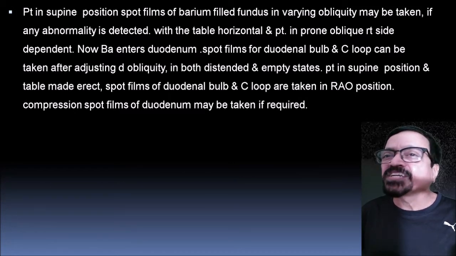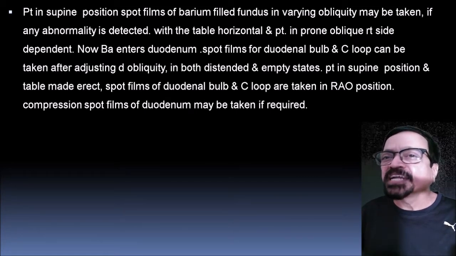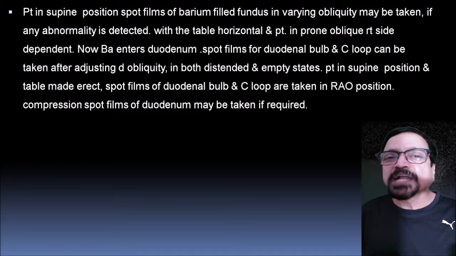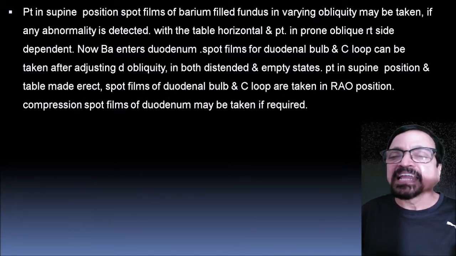Now when the barium enters the duodenum, the spot film for duodenum bulb and C loop can be taken after adjusting the obliquity in both distended and empty phases. So we have to take two phases. One is the filled duodenum and second is the empty. Patient in supine position and table made erect, spot films of the duodenum bulb and C loop are taken in right anterior oblique position. Compressing spot film of the duodenum may be taken if required.